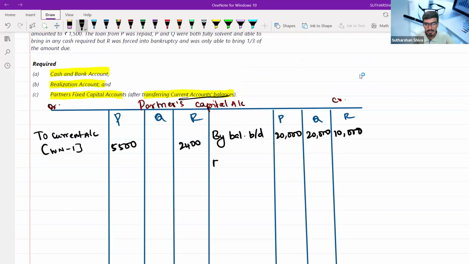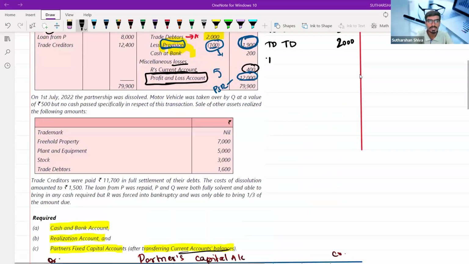In the same way, I will here write down by current account. Here I will refer with working note 1. Once I have given the working note 1 reference, in the Q column I will write down 5,000. Okay, the adjustment is done.